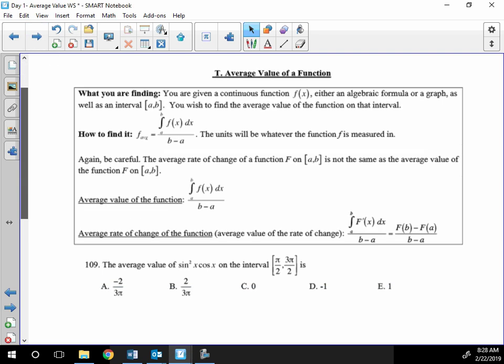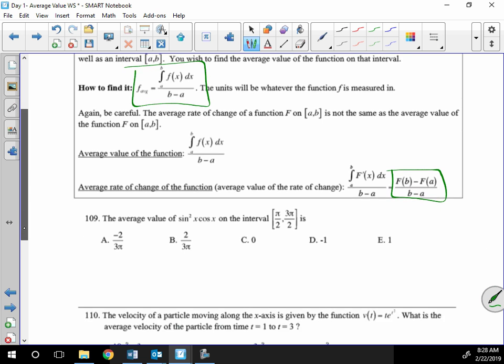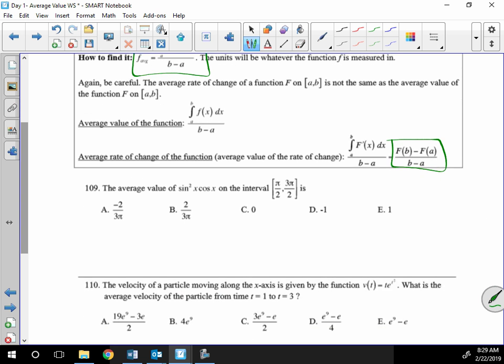So again, the biggie is that integral over the interval. And again, if you know your antiderivative, it's that antiderivative over there. Okay, so pretty basic. The average value of sine squared x cosine x on the interval is?